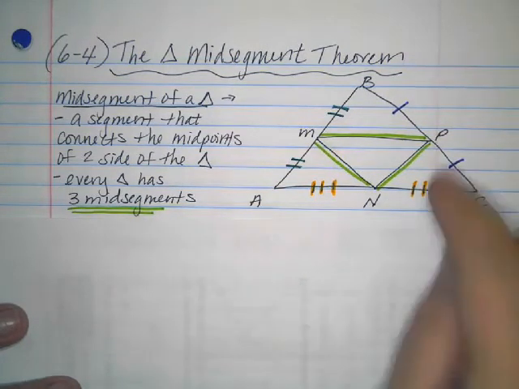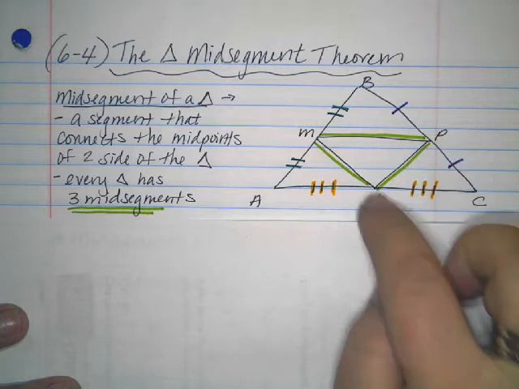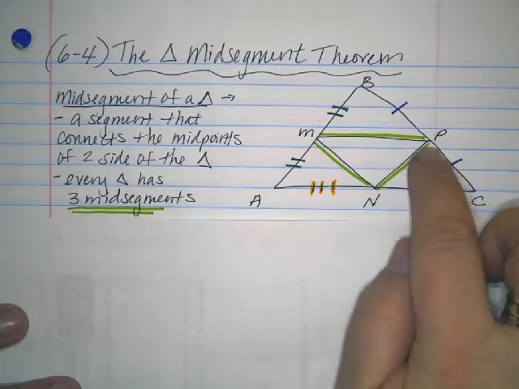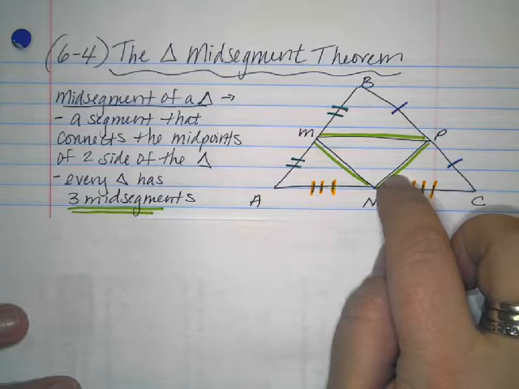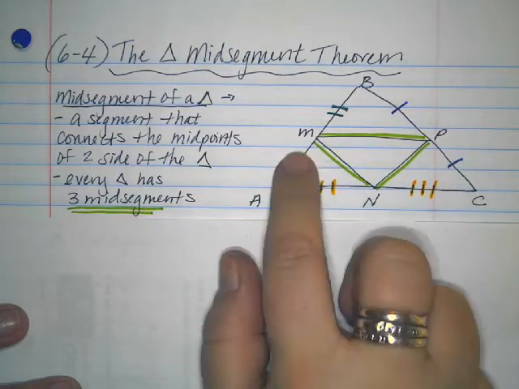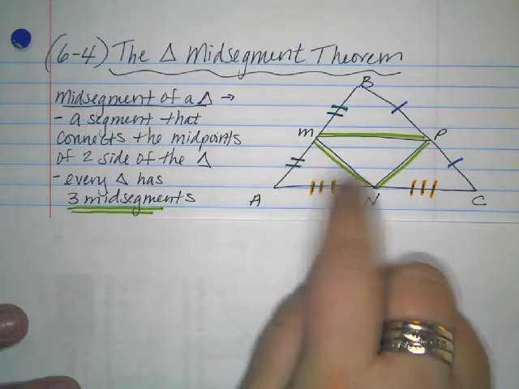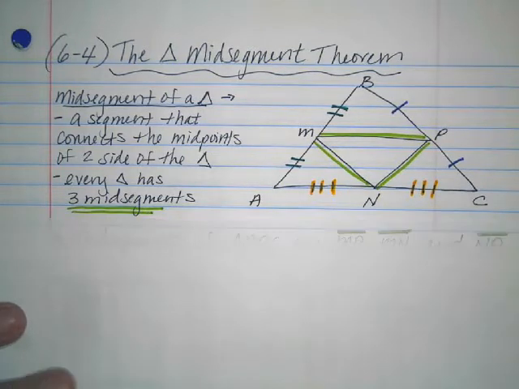You can see I did that on this side as well. From this side to this side, I connected their midpoints. So this is another mid-segment. NP is another mid-segment. And then from this side to this side, I connected, and MN is also a mid-segment.